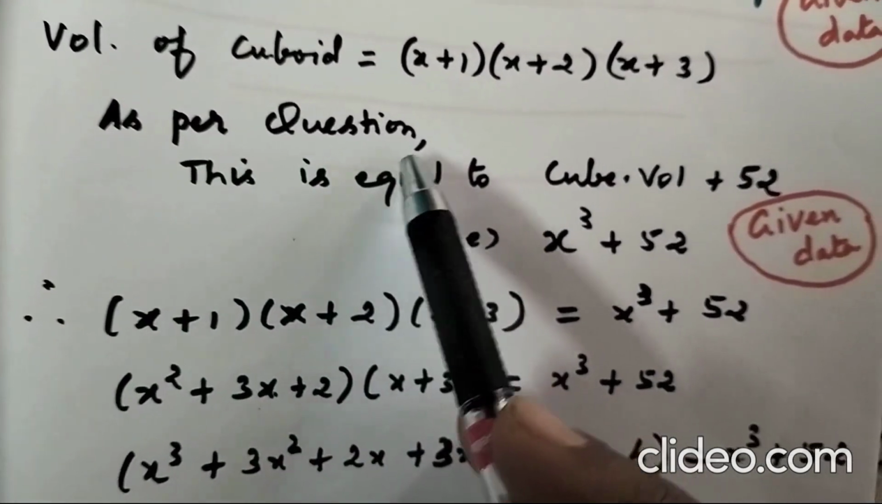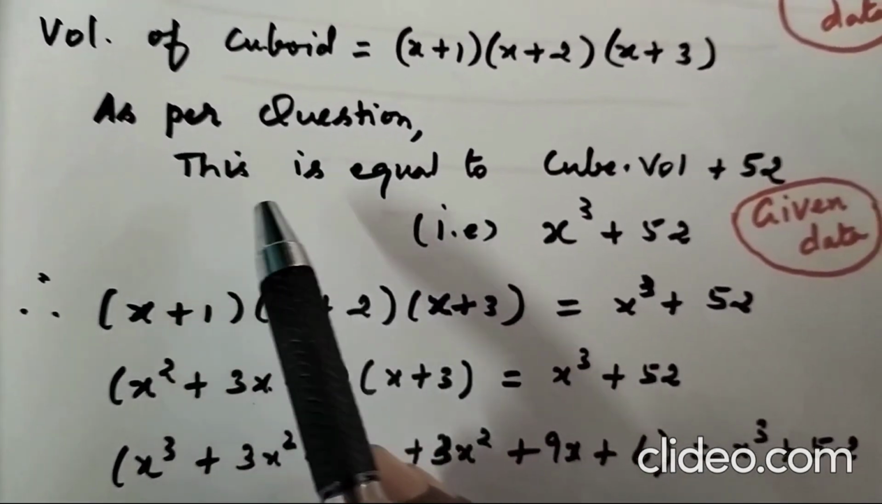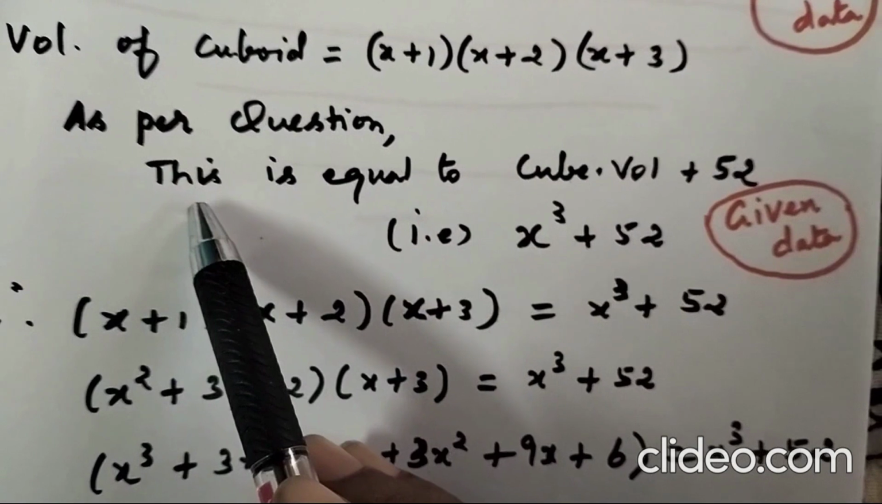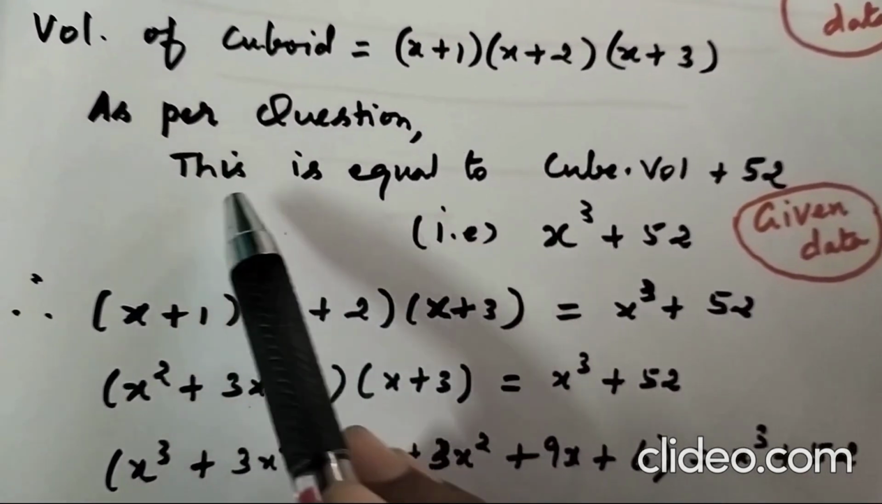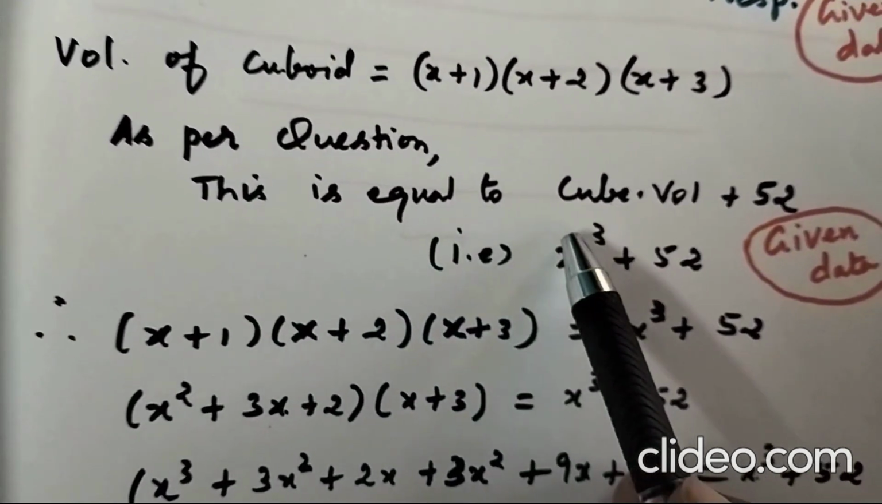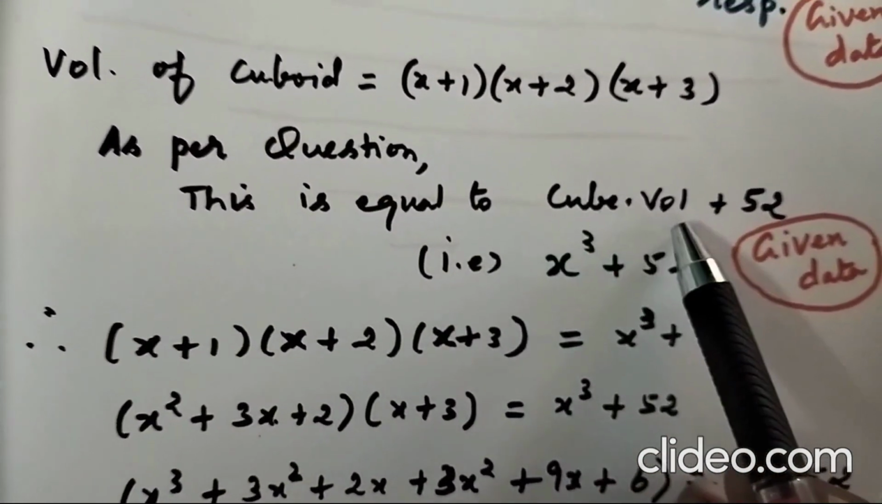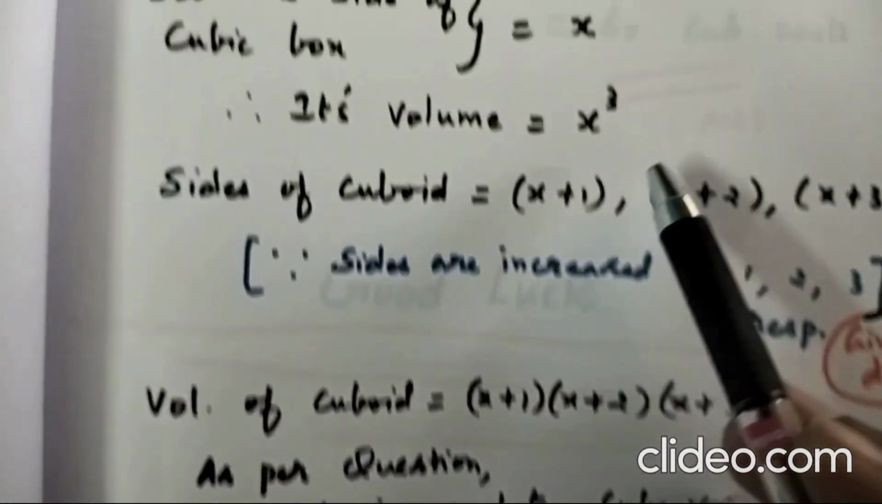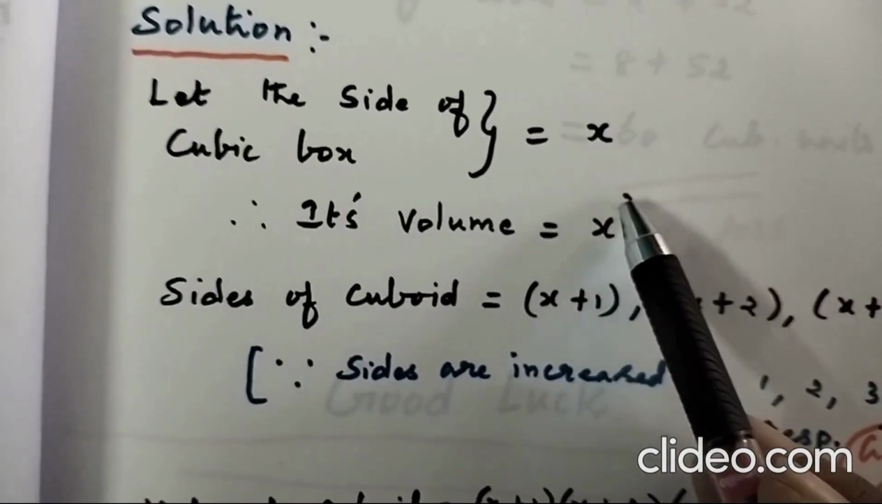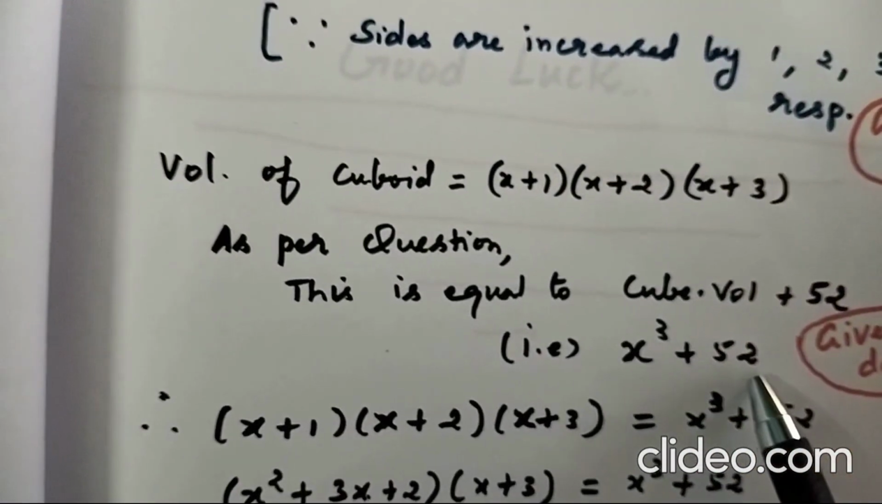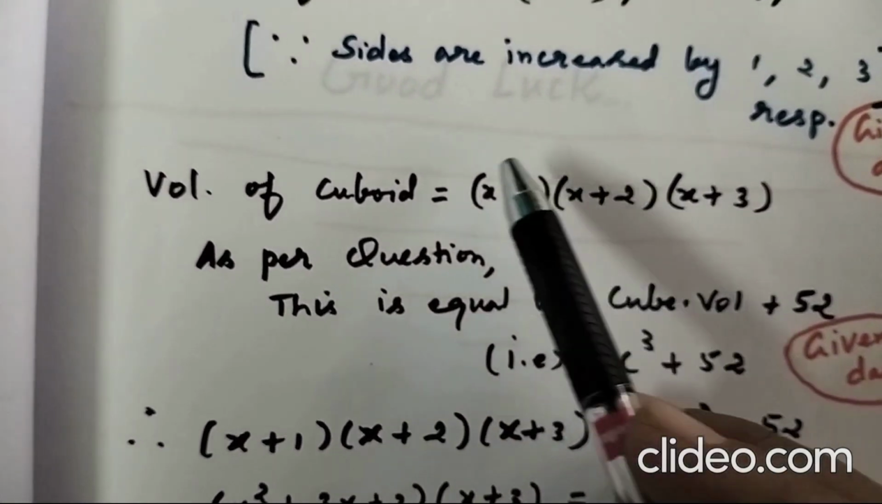As per the question, this cuboid, the newly formed object, the new object's volume is equal to the original volume of cube plus 52. What is the original volume of the cube we have here? x cube. So this x cube plus 52. But as per expression, what is the volume?